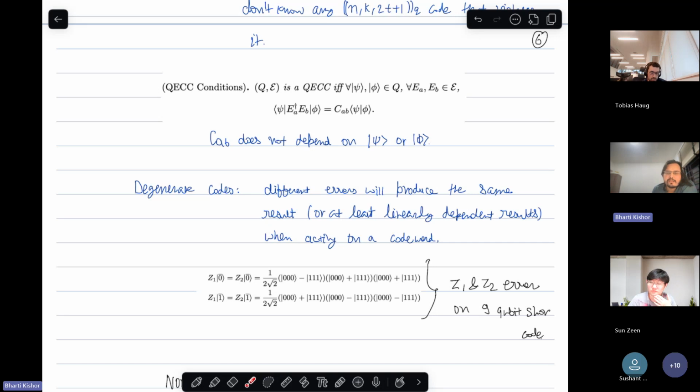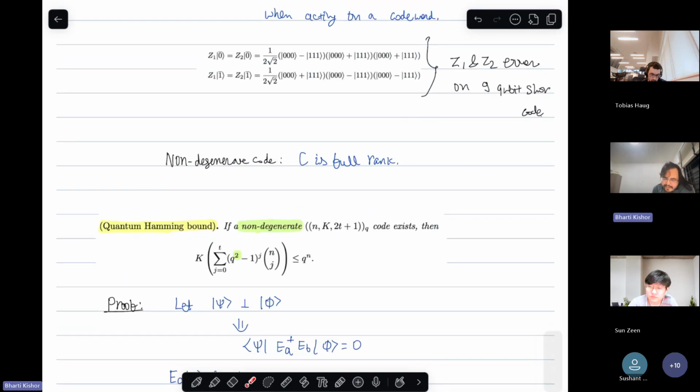And what happens in a non-degenerate code is that different errors will produce different syndromes. But in degenerate codes, different errors can produce the same syndrome, or the way they act will be the same. For example, in the Shor 9-qubit code, if you act by Z1 or Z2, the result is the same. It does not matter. Different errors, but same result.